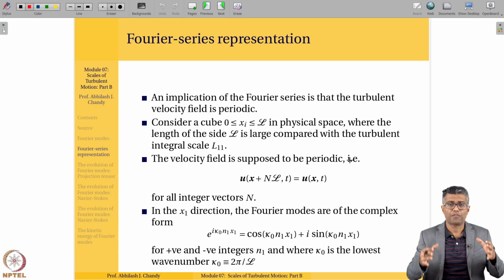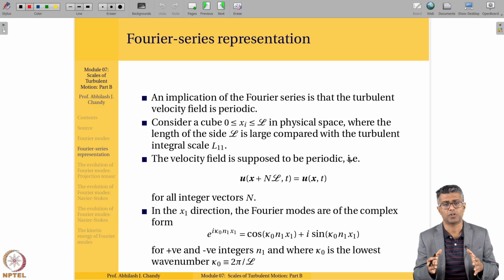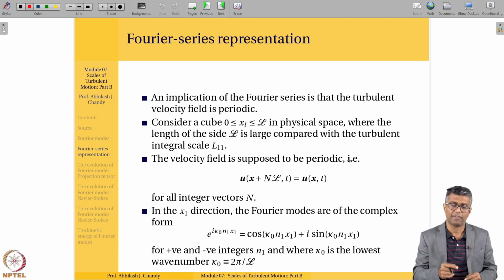So think about it. If you have some kind of domain, and in this particular case, let's consider a cube that has a side L. So each side has length L. Volume is L cubed, isn't it? So in physical space, I have the length, width, and height of the cube going from 0 to L. Now, let's say this length of side L is large compared with the turbulent length scale, meaning it is large compared with the integral length scale. So what we are trying to say is each large scale is contained within this cube, isn't it?